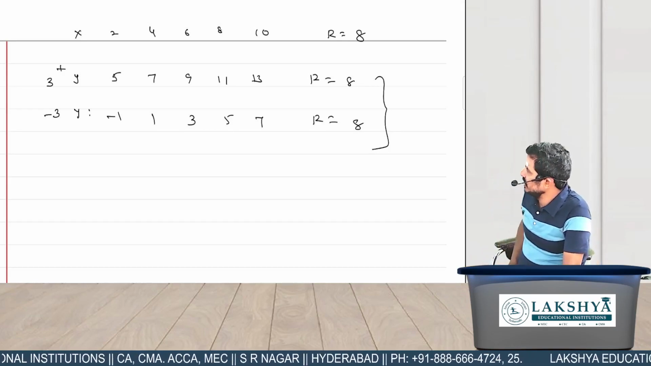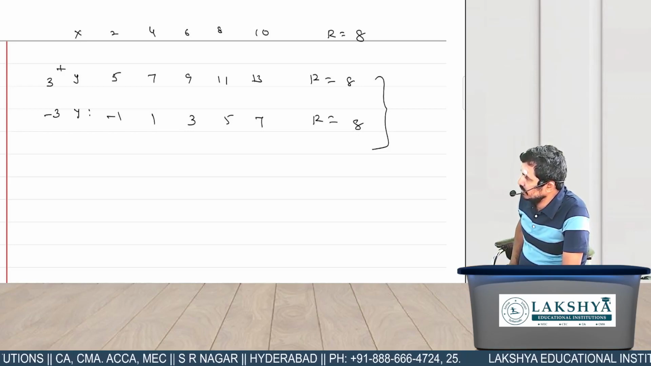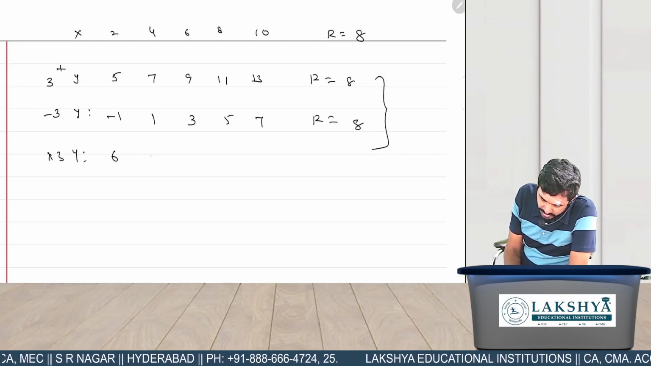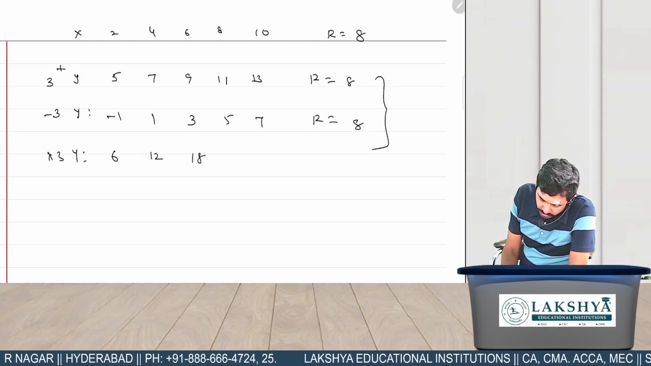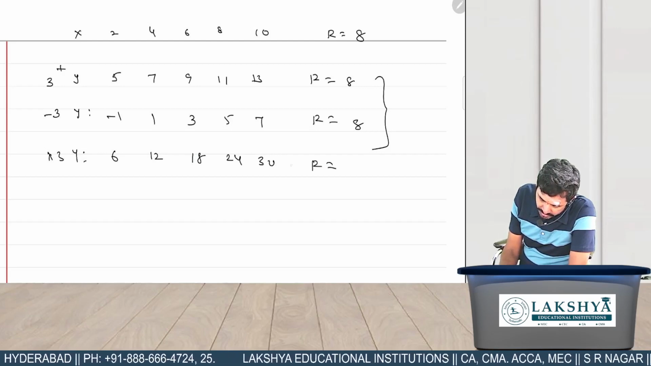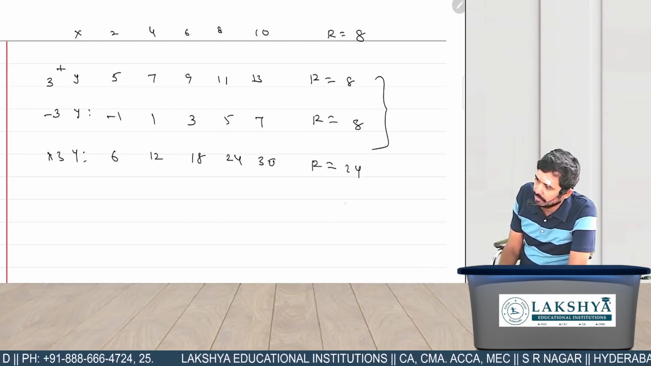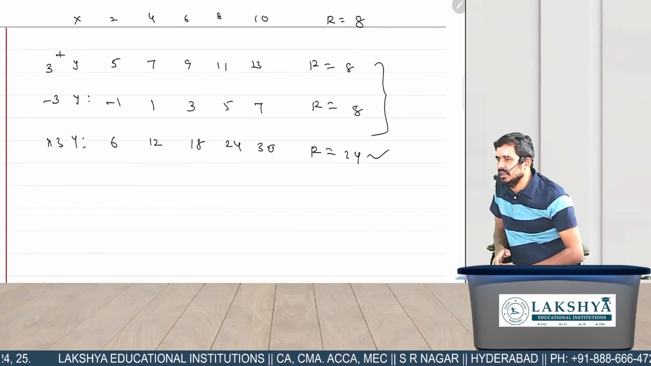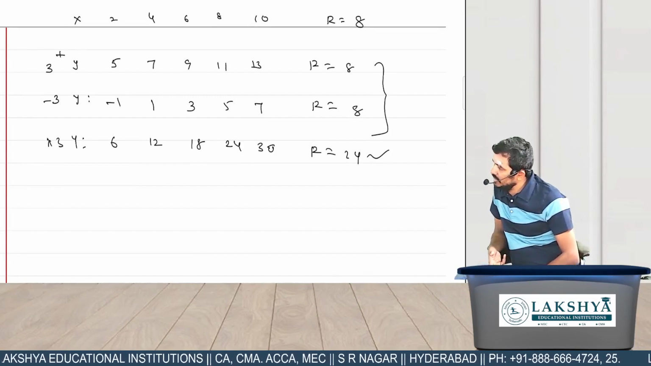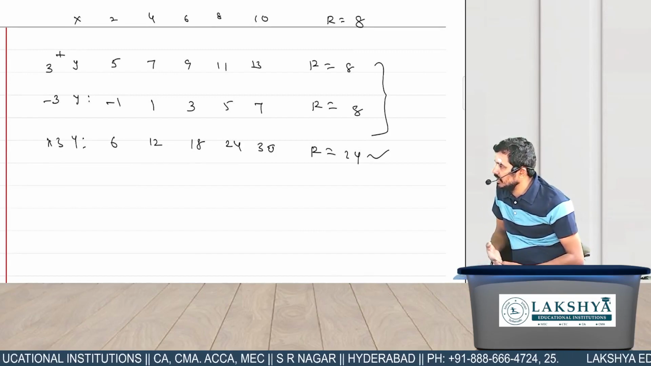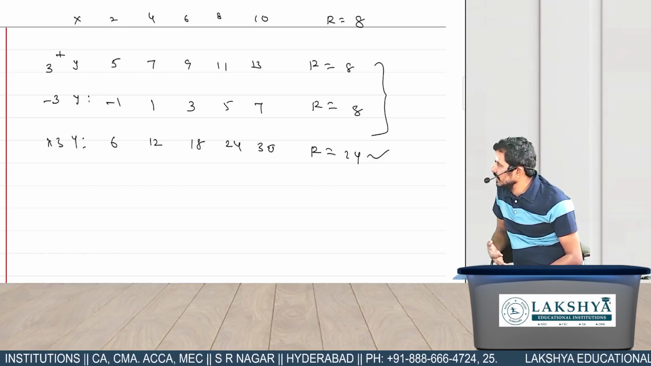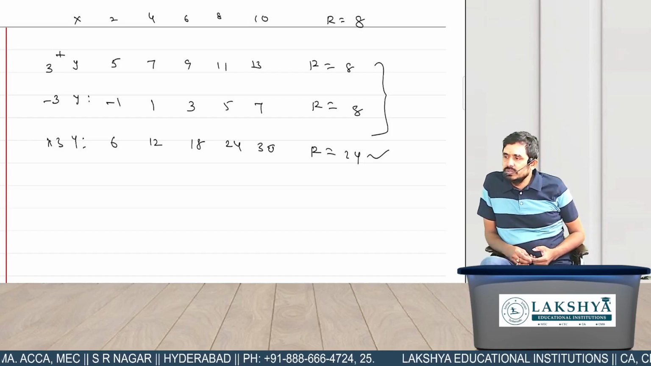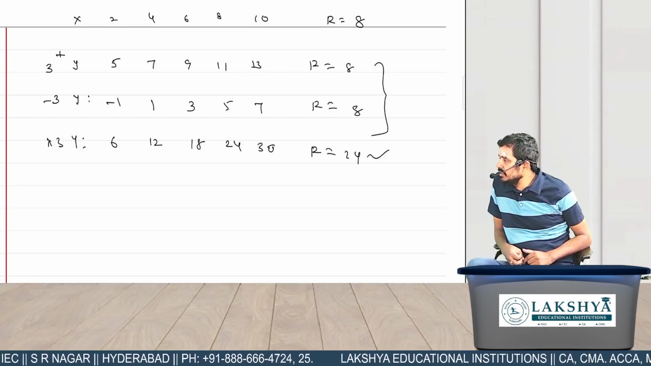Okay, range is unchanged due to change of origin. Suppose we multiply by 3, we get 6, 12, 18, 24, 30. What is the range? 24. So range changes due to change of scale. Scale means multiplication or it may be division. And finally the conclusion is range is not affected by shifting the origin, but it changes due to change of scale.